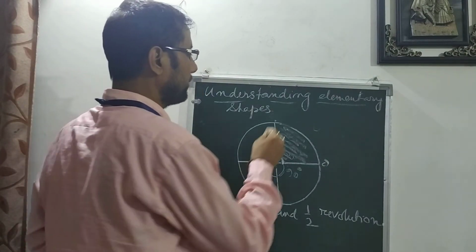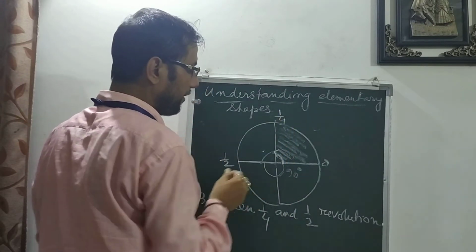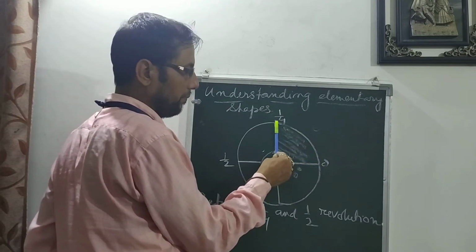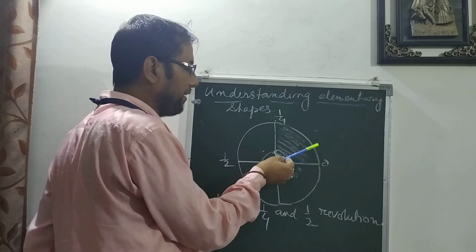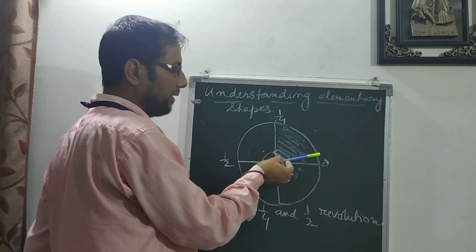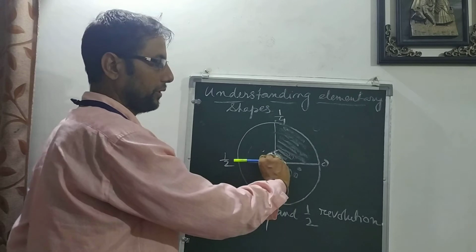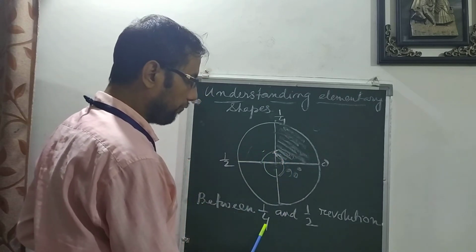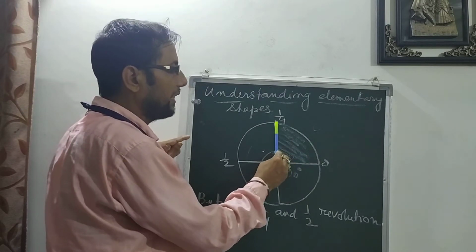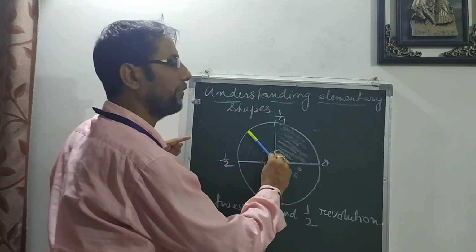If I write this one as 1/4, it starts from here and stops over here. If it starts from here and stops over here, this is half the revolution. Now it is said that between 1/4 and half revolution. It means the line will lie between half and 1/4. It means the line will lie over here.